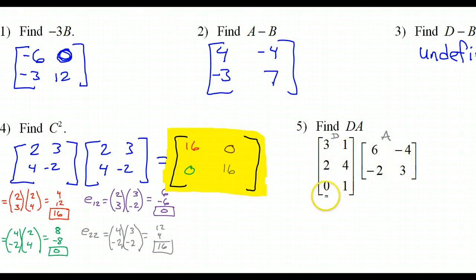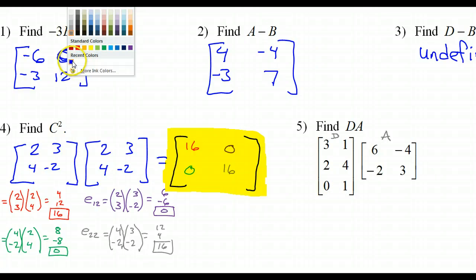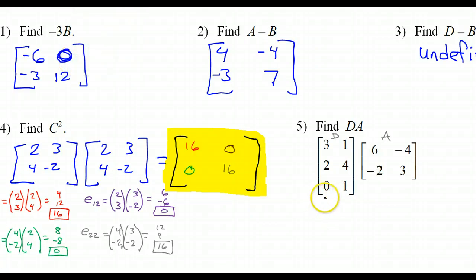Now, before we get too carried away, let's make sure that it's even possible by analyzing these dimensions. So this is a 3 by 2 matrix, and this is a 2 by 2 matrix. For this to be even possible, the inner dimensions have to be the same. They are, so it is possible. Now the outer dimensions tell me the shape of the product, my answer. So my answer is going to be a 3 by 2 matrix, similar to D.